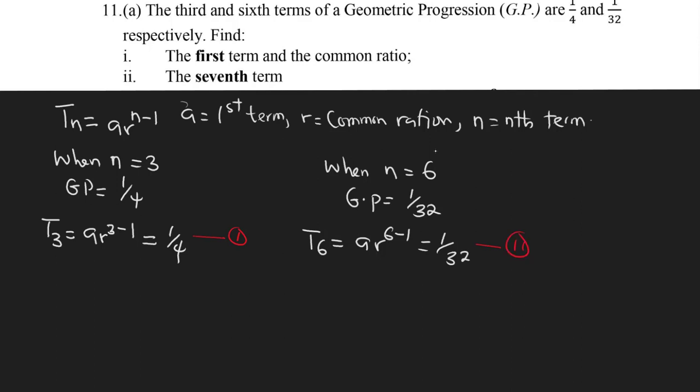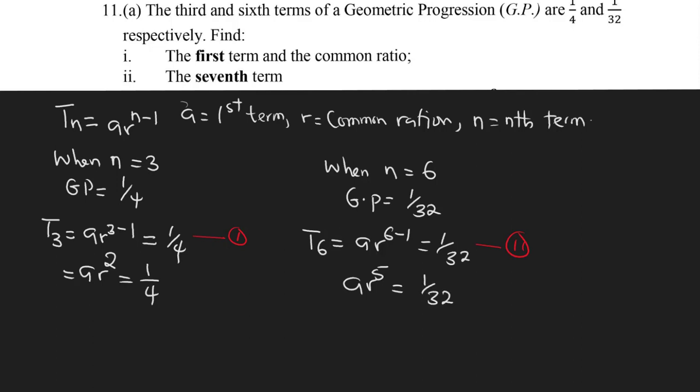Okay, so what's the next thing to do? The next thing to do is to find the common ratio. And how can we find the common ratio? Finding the common ratio is very easy. It's just by taking the sixth term divided by the third term. Simplifying, T3 is a r raised to the power of 3 minus 1, which is 2, equals 1 over 4. Then T6 is a r raised to the power of 6 minus 1, which is 5, equals 1 over 32.